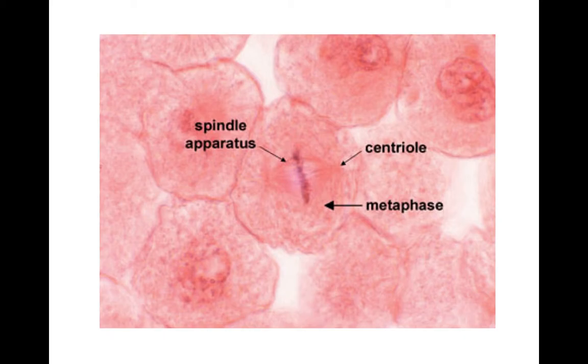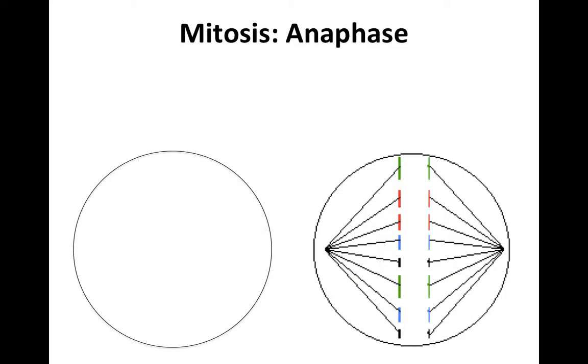So PMAT, P is prophase, M is metaphase, A is my most absolute favorite, and I don't know why. I think I just like watching them being ripped apart, okay? A stands for anaphase, okay? So A is anaphase, all right?